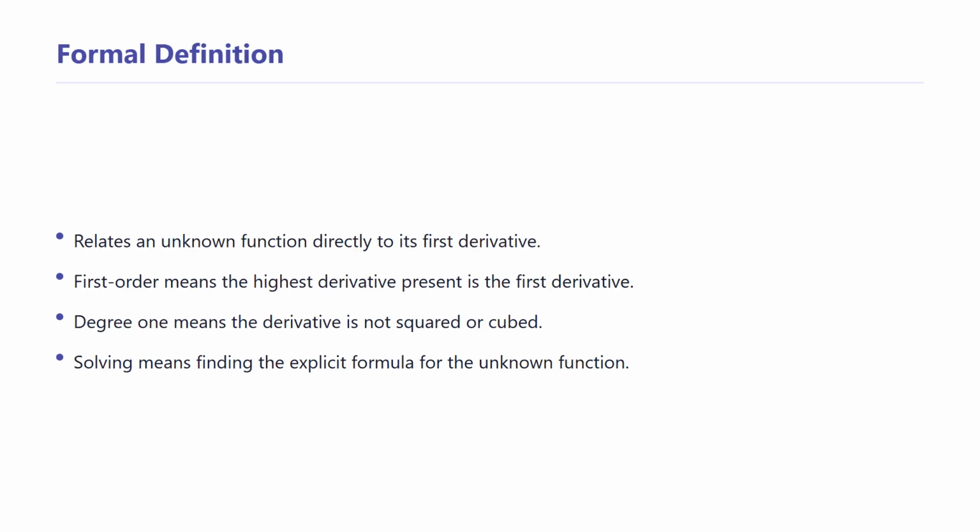Now that we have a feel for the concept, let us define it formally. A first-order differential equation is a mathematical equation that relates an unknown function to its first derivative. The term first order means that the highest derivative present in the equation is the first derivative. We're only dealing with simple rates of change, not accelerations or higher order variations. Furthermore, the phrase degree 1 means that this first derivative is not squared, cubed, or raised to any other power.